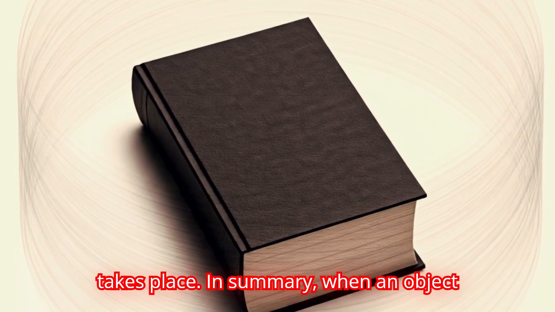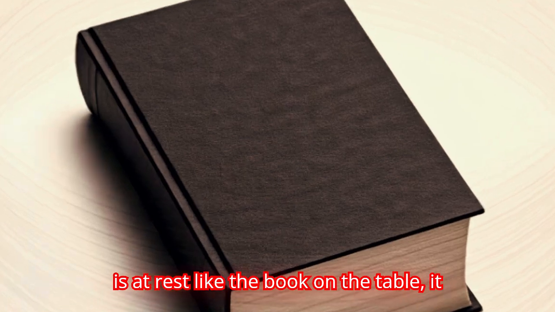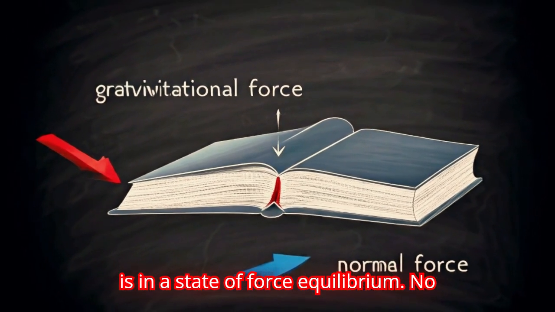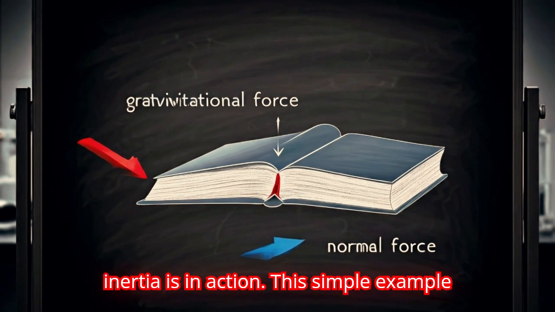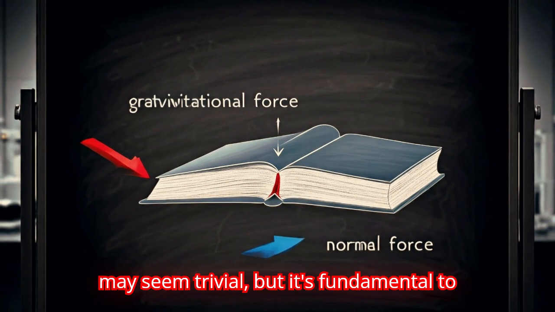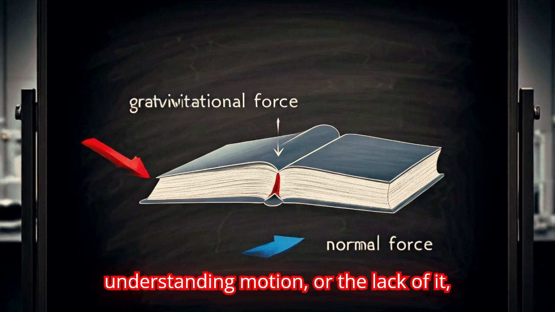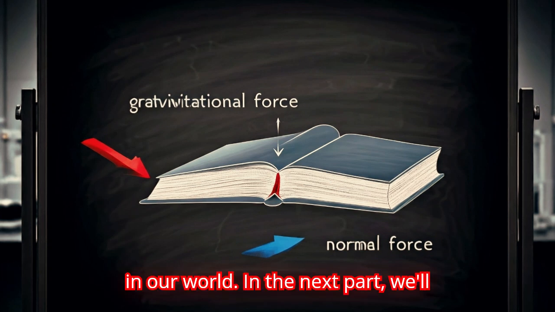In summary, when an object is at rest, like the book on the table, it is in a state of force equilibrium. No acceleration happens and the concept of inertia is in action. This simple example may seem trivial, but it's fundamental to understanding motion, or the lack of it, in our world.